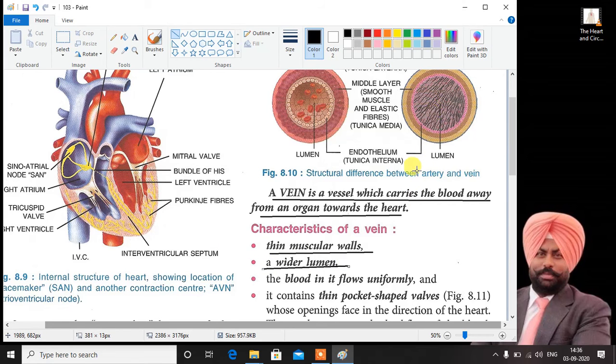These veins carry the blood and the blood in them flows uniformly, because they are not connected with the ventricles. They have to receive the blood and transfer it to the heart for the next circulation. Therefore, the veins carry blood uniformly.